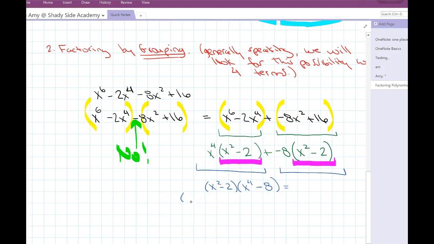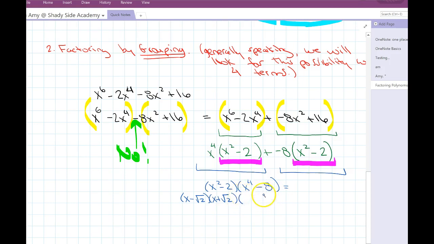So x squared minus 2 I could think of as a difference of squares, x minus root 2 times x plus root 2. All right. Notice now I have degree 1 factors. Degree 1 factor. This is a degree 2 factor. Could you take this degree 4 factor and factor it down further? Go ahead and pause me and try it.